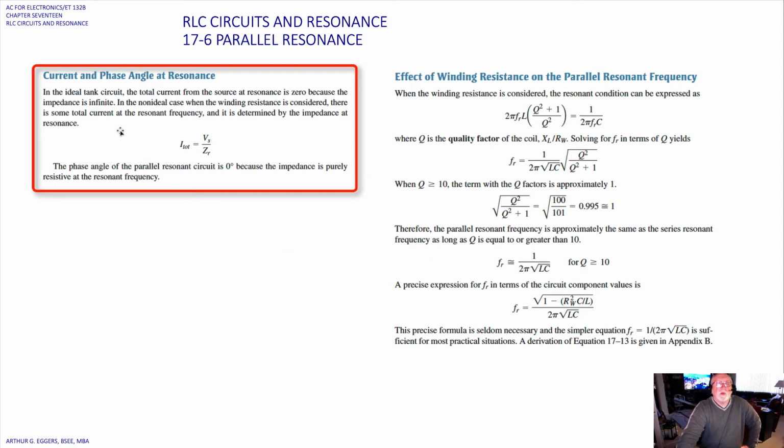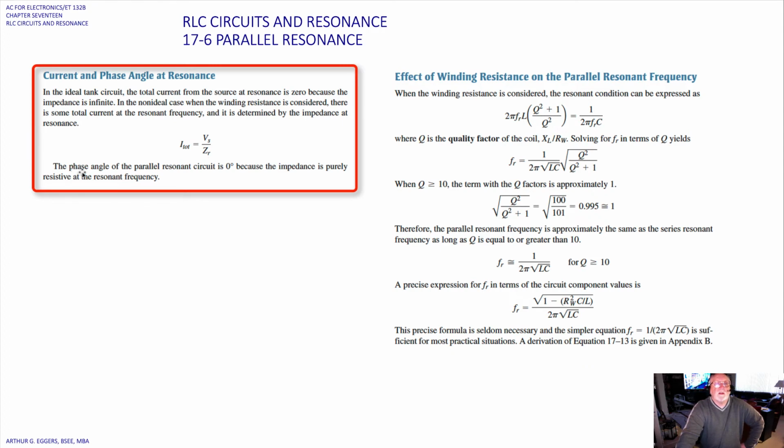Current and phase angle at resonance. In the ideal tank circuit, the total current from the source at resonance is 0 because the impedance, as we said before, is infinite. In the non-ideal case, when the winding resistance is considered, so we bring in whatever resistance is there in the winding, there is some total current at the resonant frequency, and it's determined by the impedance at the resistance. So the relationship says the total current is equal to the source voltage divided by the impedance, that little r, at resonance.